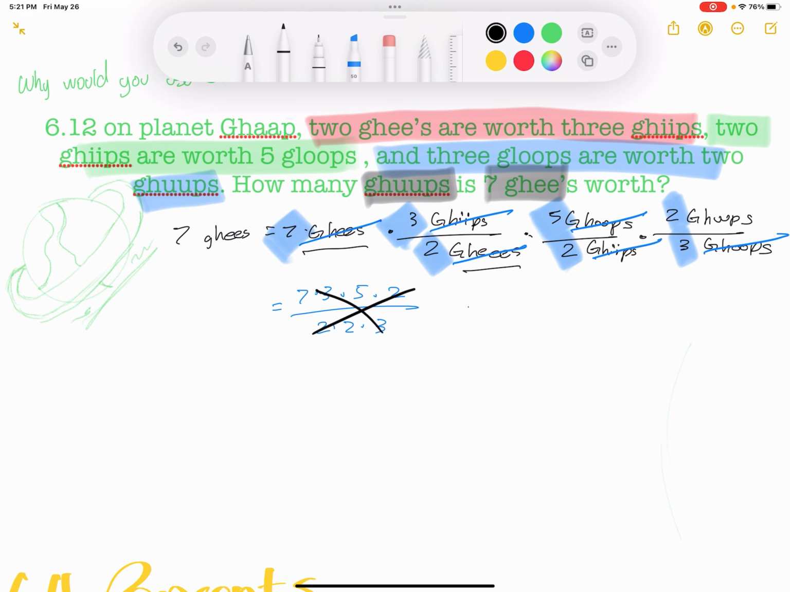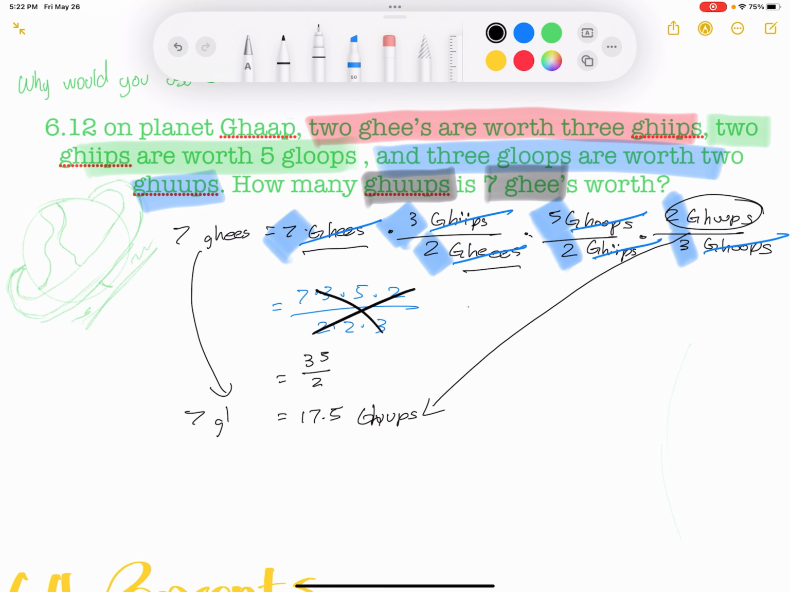We have 35 divided by 2 equals 17.5 gups. Gups is brought all the way down from here. 7 gees equals 17.5 gups. That is way 1 to solve this. Now we try way 2.